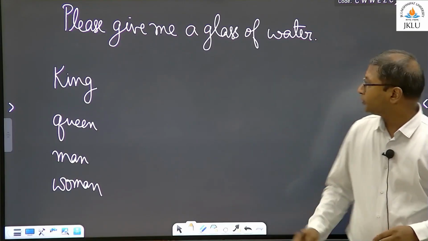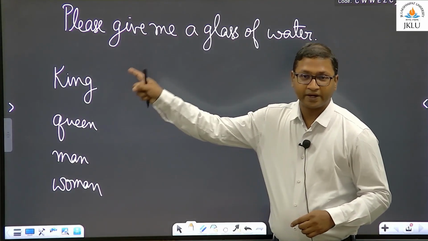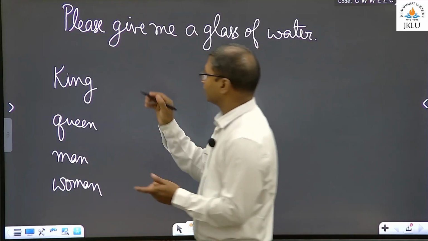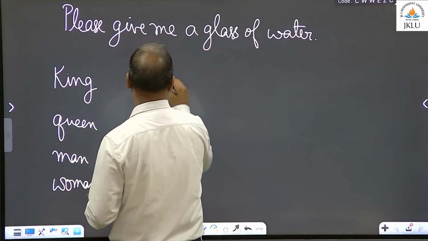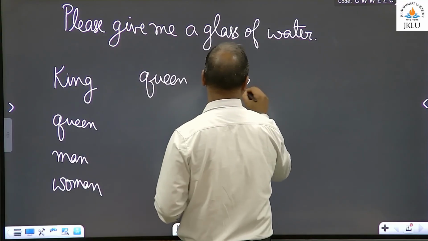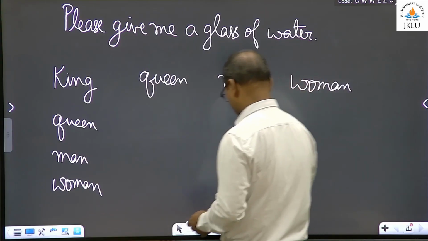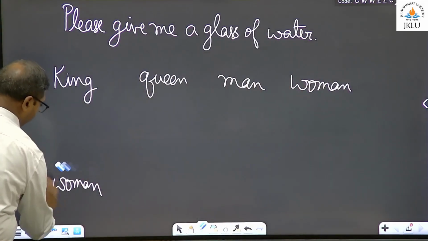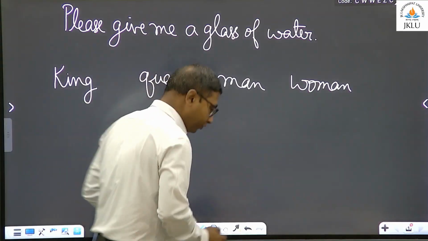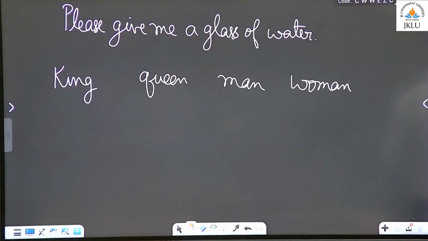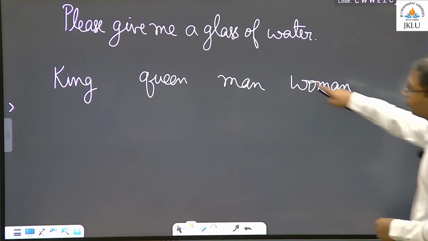Okay, I want you to give me a vector for this, or in fact king, queen. I want you to help me figure out what will be a dense vector for this. What will be the dense vector for these four words?